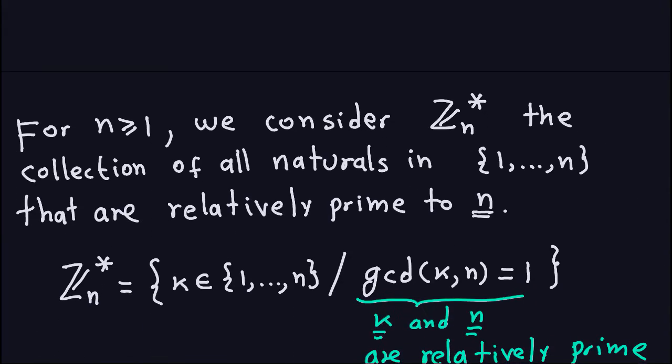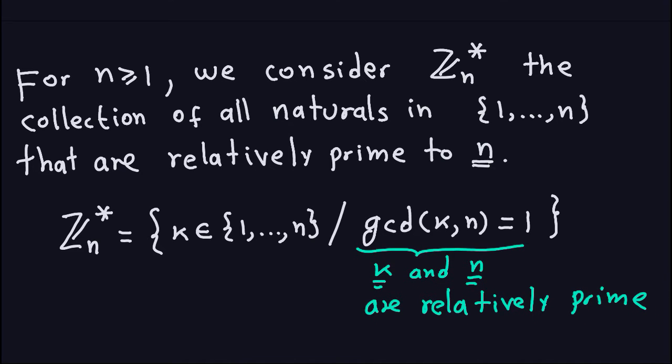So this is the definition of Zn star. If n is bigger than or equal to 1, this collection of elements that we call Zn star is all the elements in the list from 1 to n minus 1 that are relatively prime to n. Basically, that means the elements in this list that have no common factors with the number n, or the GCD is equal to 1, which is exactly what I have here. So this is the precise definition of Zn star.